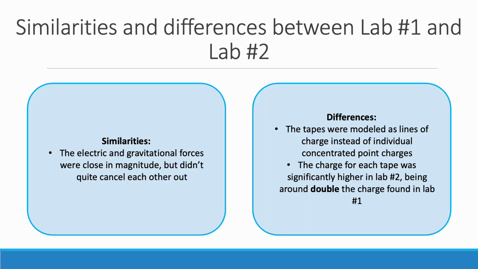Some similarities and differences between Lab 1 and Lab 2. Some similarities were that the electric and the gravitational forces were always close in magnitude but didn't quite cancel each other out, so not everything was performed correctly. But some differences were that the tapes were modeled as lines of charges instead of an individual concentrated point charge for Lab 2 compared to Lab 1, and the charge for each tape was significantly higher in Lab 2, being around double the charge found in Lab 1.